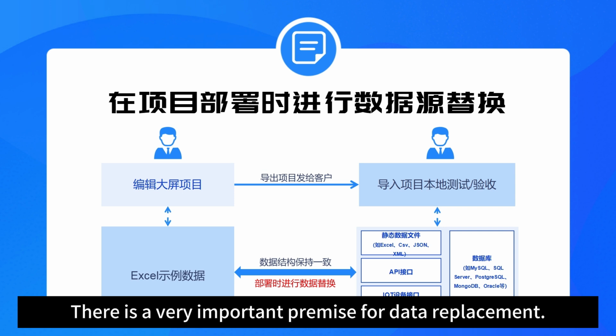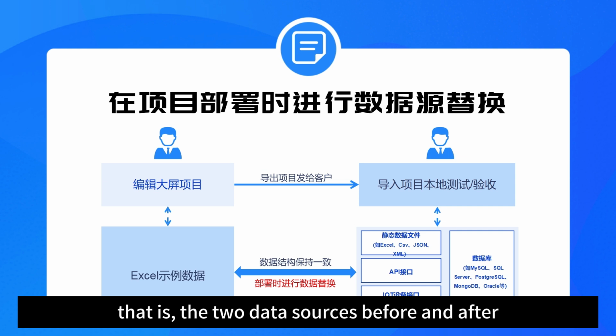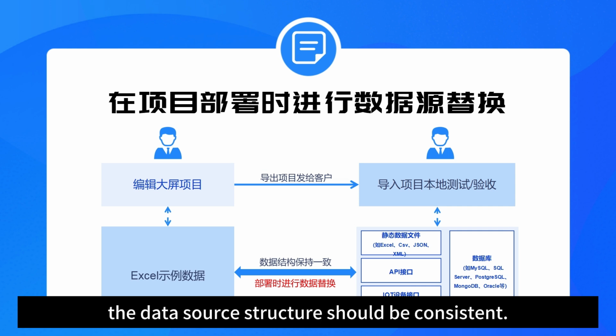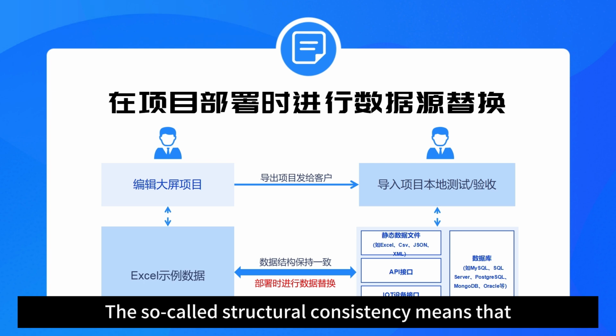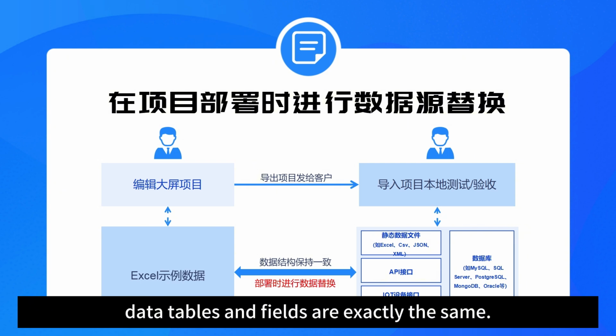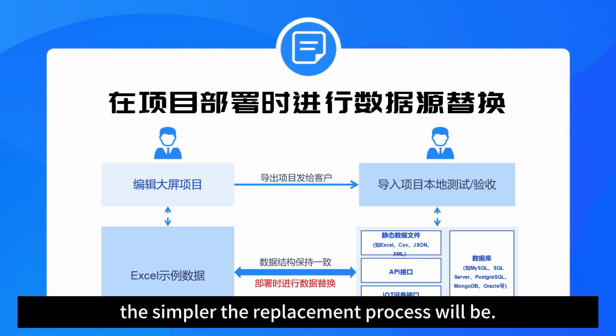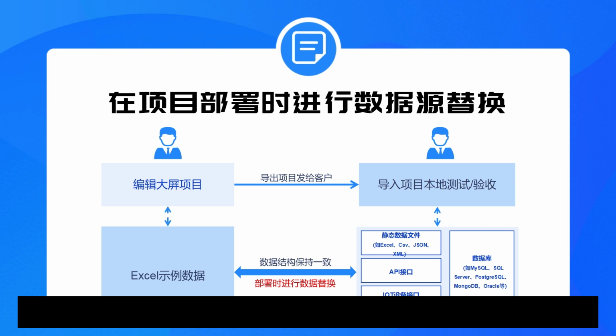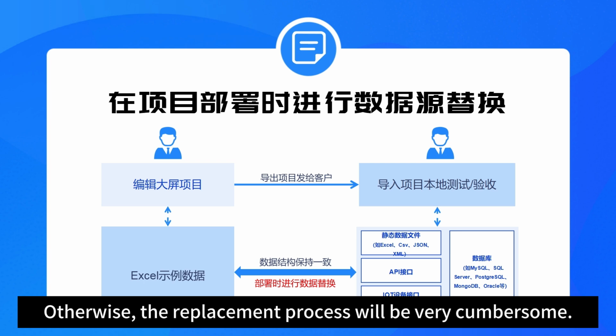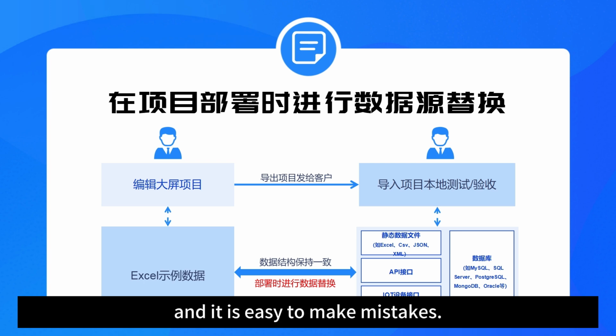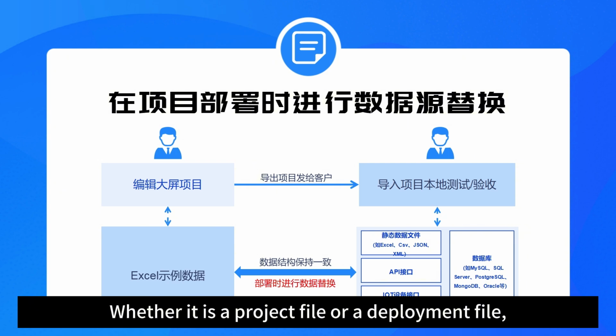There is a very important premise for data replacement. That is, the two data sources before and after should have a consistent structure. The so-called structural consistency means that data tables and fields are exactly the same. If this can be done, the replacement process will be simpler. Otherwise, the replacement process will be very cumbersome, and it is easy to make mistakes, whether it is a project file or a deployment file.